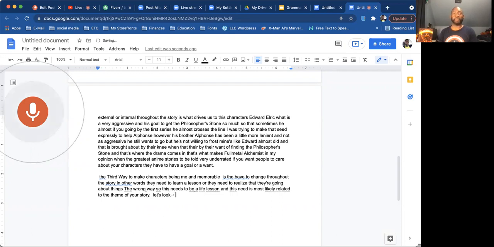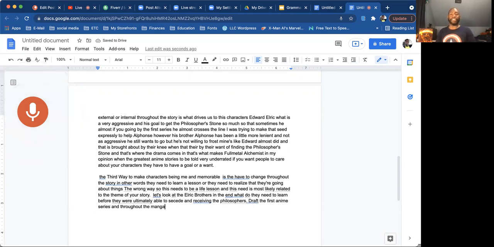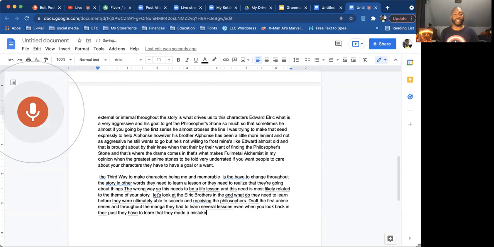Let's look at the Elric brothers again. What did they need to learn before they were ultimately able to succeed in receiving the Philosopher's Stone? Throughout the first anime series and throughout the manga, they had to learn several lessons. Even when you look back in their past, they had to learn that they made a mistake trying to bring their mom back.